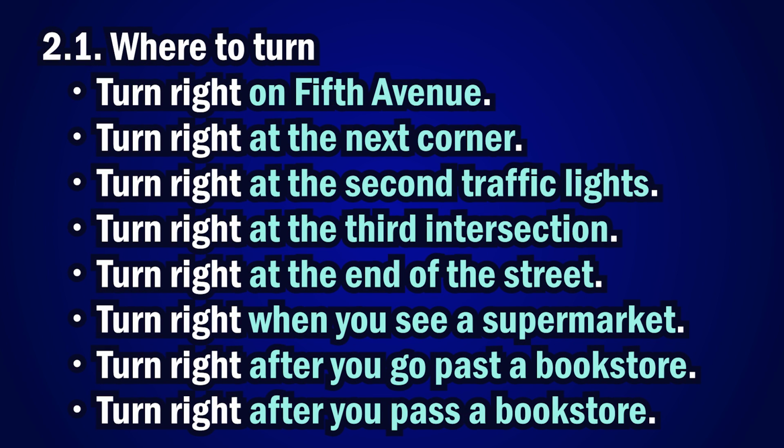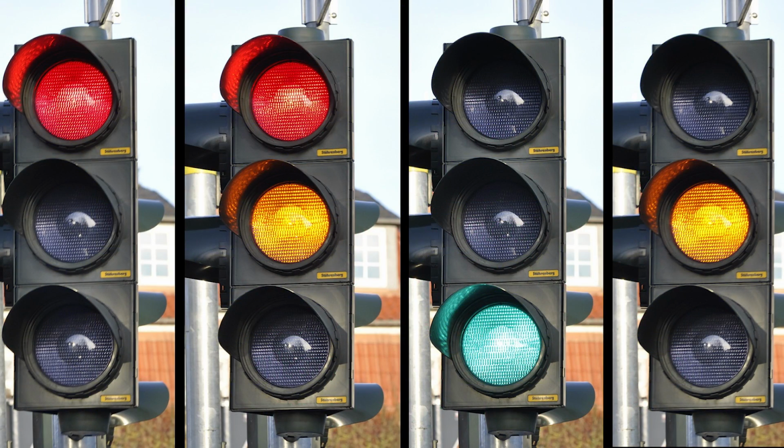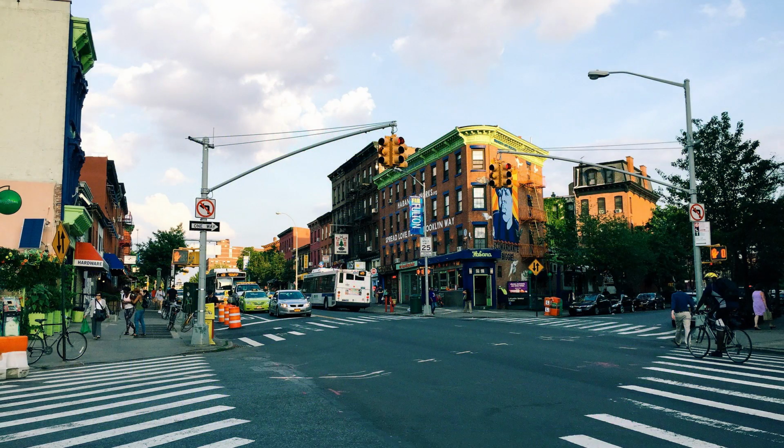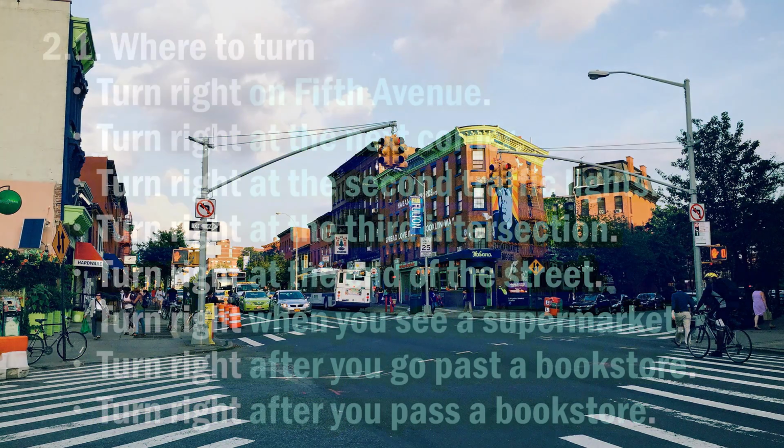First, for a street, turn right on Fifth Avenue. Second, for a corner, turn right at the next corner. Third, for traffic lights, turn right at the second traffic lights. Traffic lights are signals which have red, yellow, and green lights. Next, for an intersection, turn right at the third intersection. An intersection is a place where streets cross each other.